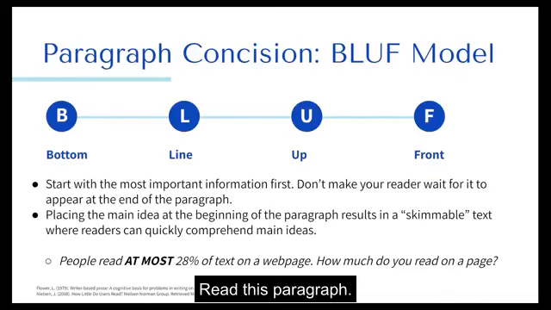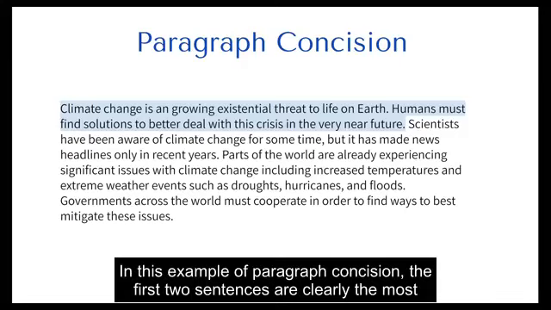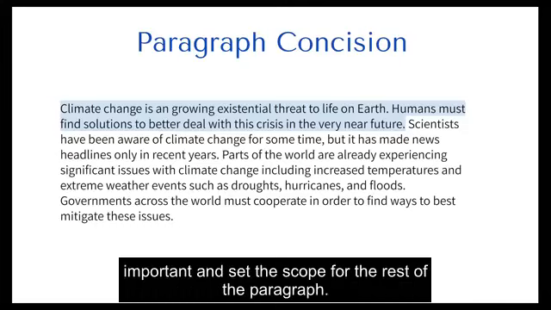Read this paragraph. In this example of paragraph concision, the first 2 sentences are clearly the most important and set the scope for the rest of the paragraph.